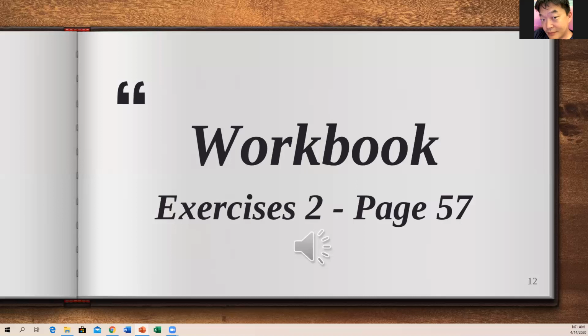Number 3, how often? Now I want to know frequency because I'm using how often. How often do you take the train to Los Angeles? The correct answer is letter B. I take the train there once or twice a month. Letter B.